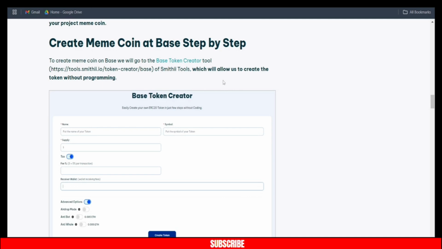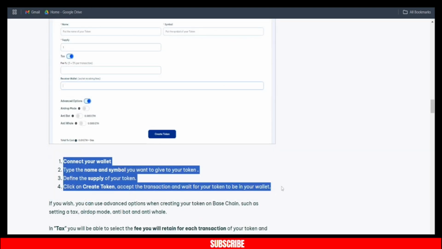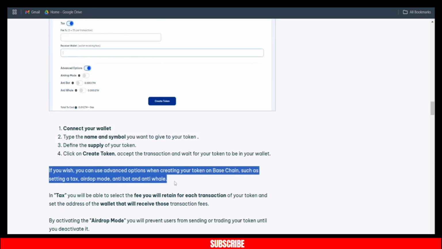If you wish, you can use advanced options when creating your token on Base chain, such as setting taxes, airdrop mode, anti-bot and anti-whale. In taxes, you will be able to select the fee to retain for each transaction of your token. Set the address of your wallet that will receive the transaction fees by activating the airdrop mode.